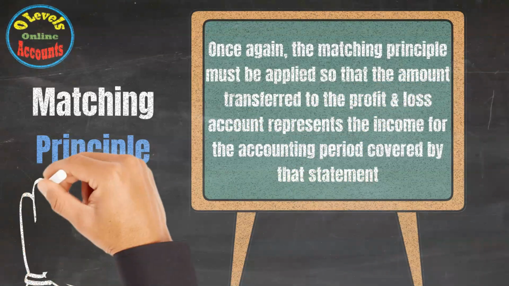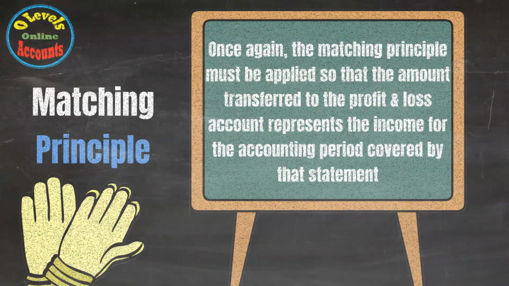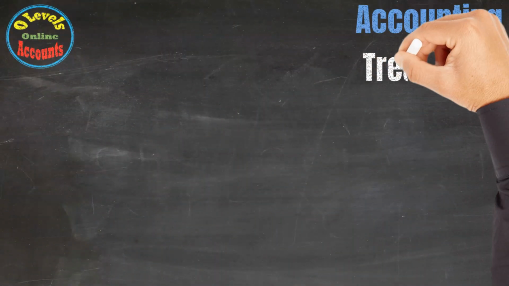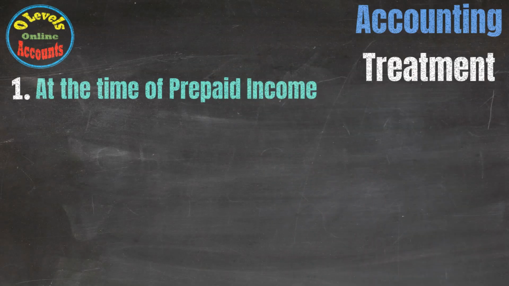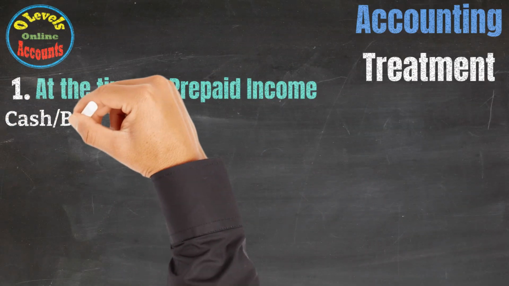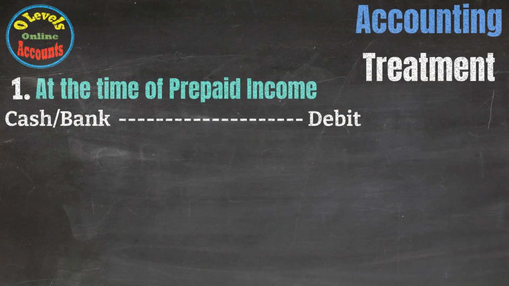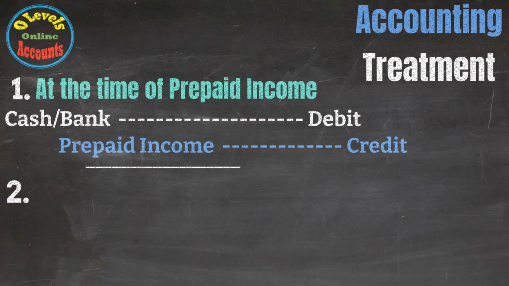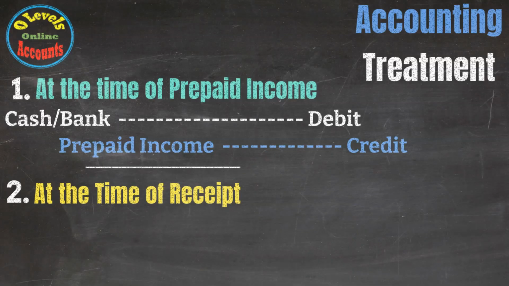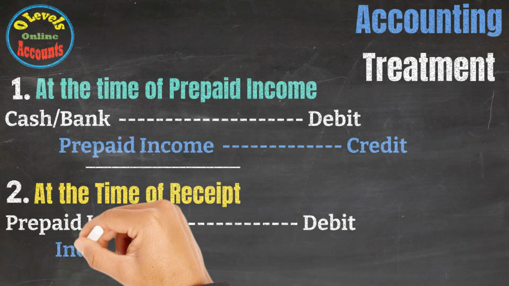Let's move on to check the accounting treatment of prepaid income. Obviously, it has two stages. Firstly, at the time of prepaid income, the entry would be cash or bank debit, and prepaid income credit. Secondly, at the time of receipt or realization, the entry would be prepaid income debit, and earned income account credit.